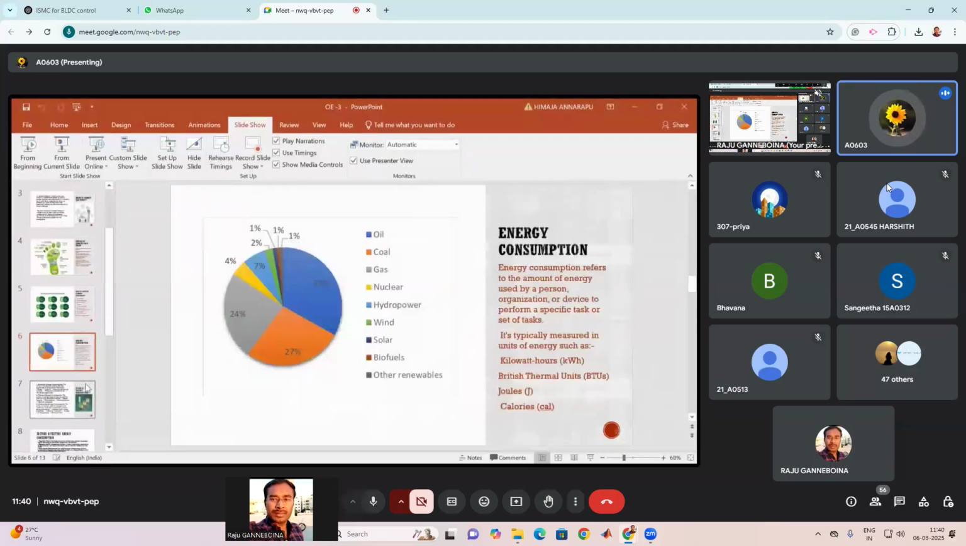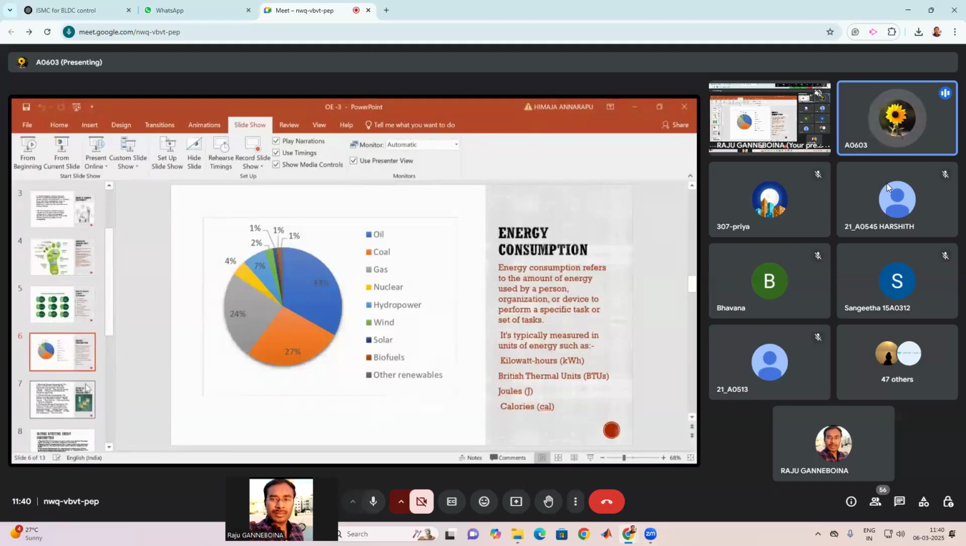And the next thing is energy consumption. Energy consumption refers to the amount of energy used by a person, organization, or a device to perform a specific task or a set of tasks. Basically, energy consumption is the amount of energy which we consume in daily life, or through an industry, or through a big public sector. Here there is a division of the energy which we use, and here is the pie chart which I have made.